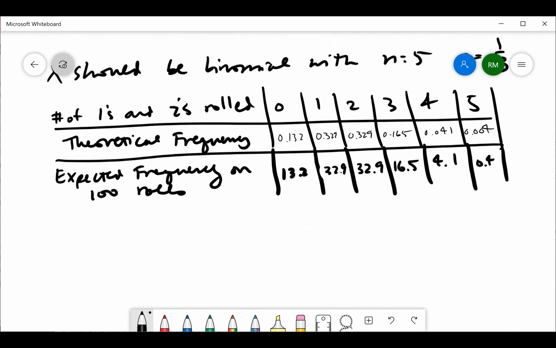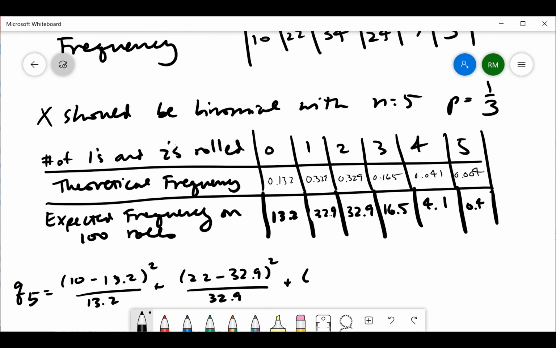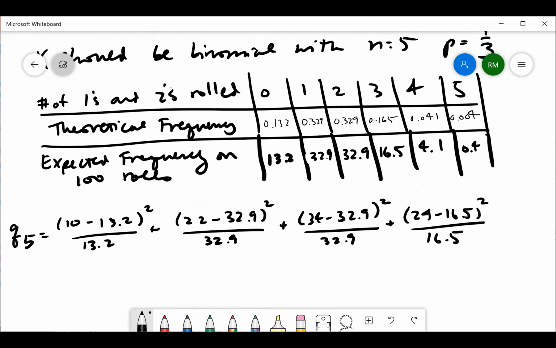So we're going to calculate the Q5, and then we're going to talk about some problems with it. If I calculate Q5, it should be the observed number of rolls, 10, minus the expected number, squared over the expected, plus the observed number, 22, minus the expected number squared, plus the observed number, 34, and so on. Just a couple more left.